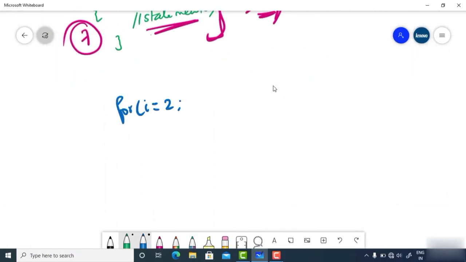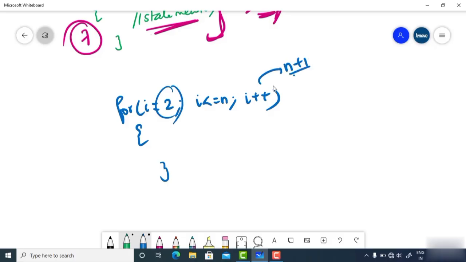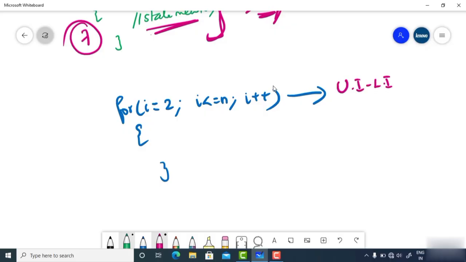What if I do like this? Can I do like this? I'll start from 2. Then I couldn't say that this will execute n plus 1 times, because I'm just starting from 2. So what should I do in this case? In this case you have to use a formula. I'll tell you a good formula, please remember this. The formula here is upper index minus lower index plus 2. That is the formula to find the total frequency count of a for loop.